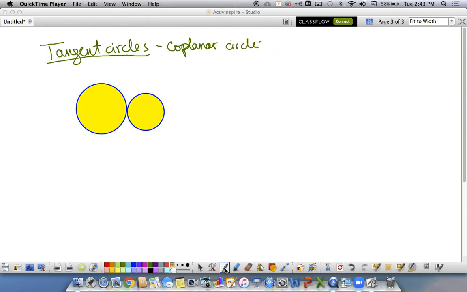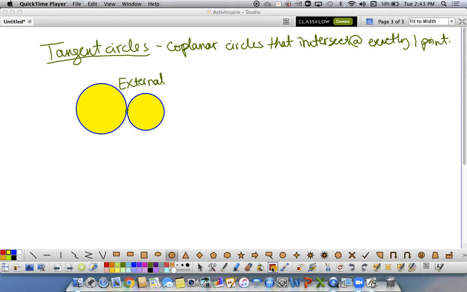Coplanar circles that intersect at exactly one point. Okay? That would be called the point of tangency of circles. Okay? They can connect externally. This is what they've done here. Okay? Meaning they're on the outside of each circle.